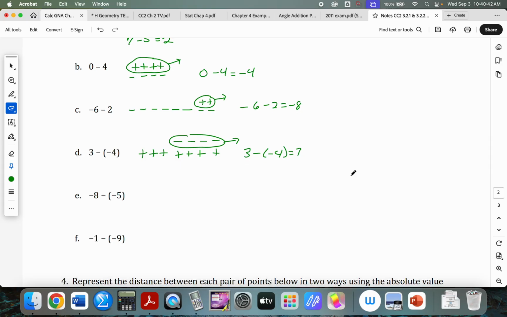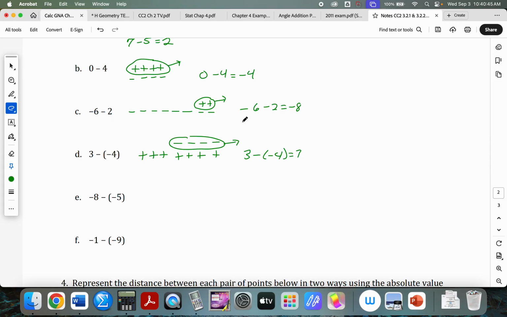Before we go on, let's talk about those. So, subtracting the 2 positives was the same thing as adding on 2 negatives. Subtracting 4 negatives, I had to add on 4 positives. Do you see how that works? Okay.